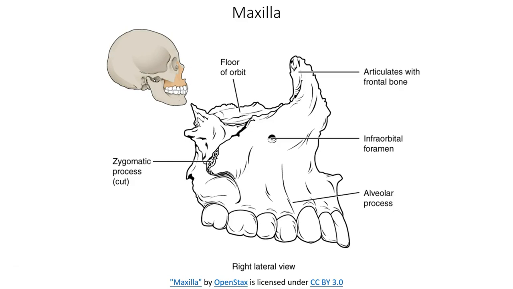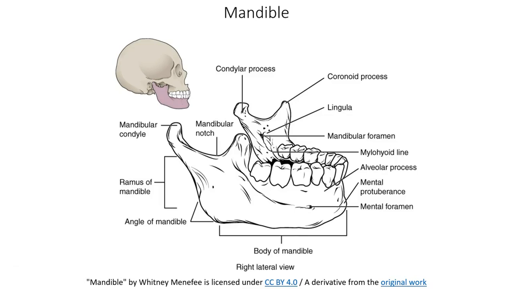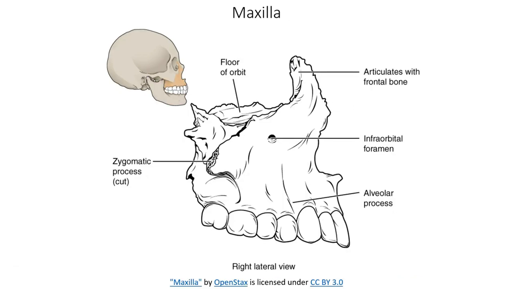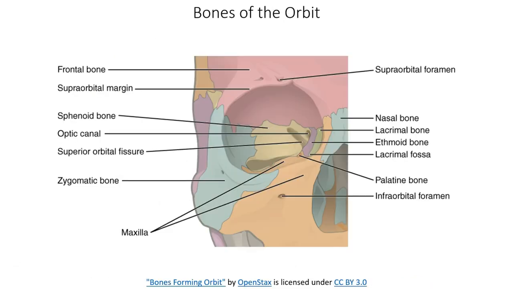Here's our maxilla. So this is the upper jaw. So the upper portion of your jaw. Mandible is the lower portion of the jaw and is the only part of your mouth that actually moves. So your maxilla, this upper portion, isn't what's moving, it's just the mandible.